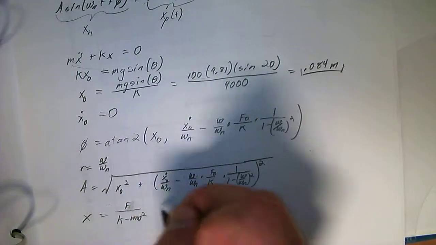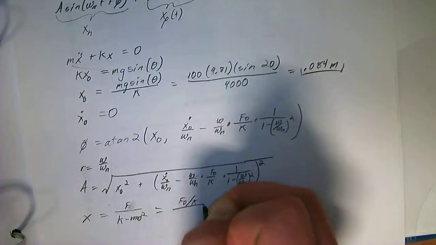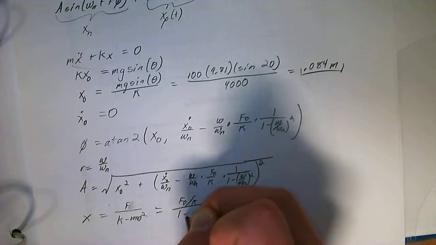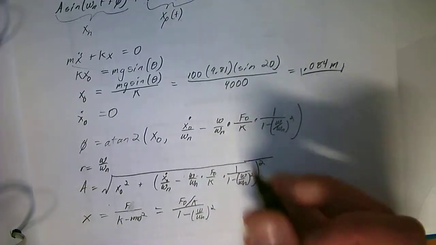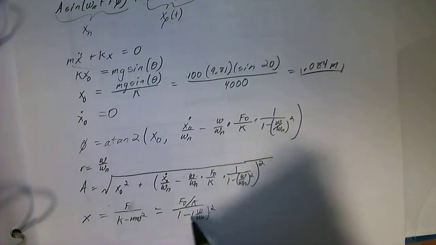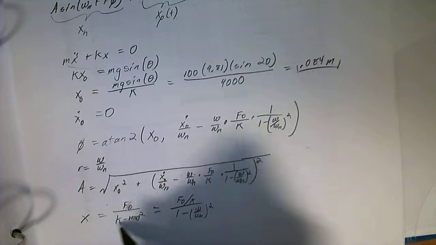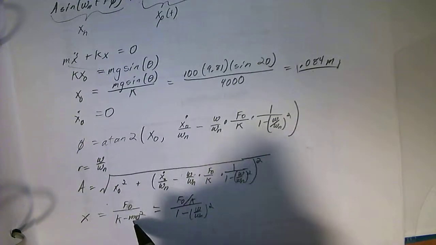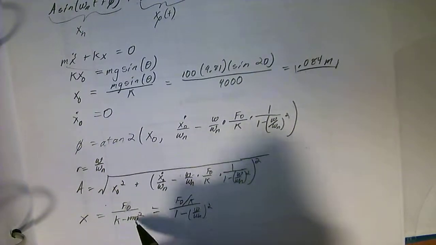This is F, which is the force, which is equal to F naught over k, all over 1 minus omega over omega n squared. Okay, now the thing about this is, oh no, this is F naught, I apologize. But then you divide by k, divide through here, and then m over k becomes omega over omega n squared, and you can just go from here.